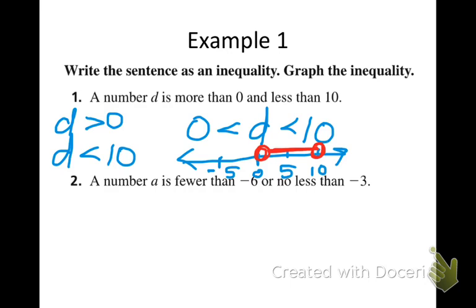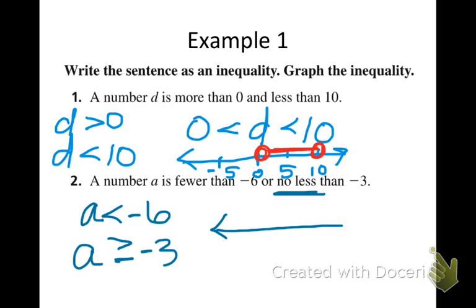For the second one, you can see that a number A is fewer than -6 or no less than -3. So we can see A is less than -6, and then we have to recall what no less than -3 means. So it could be -3, it could be -2, 1, it could be greater than. All the numbers above -3. So greater than or equal to -3.